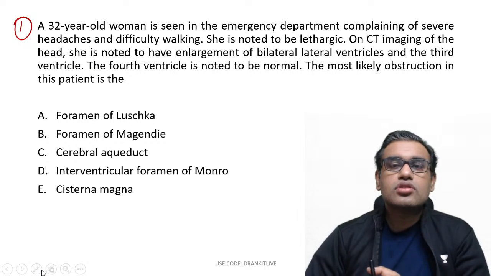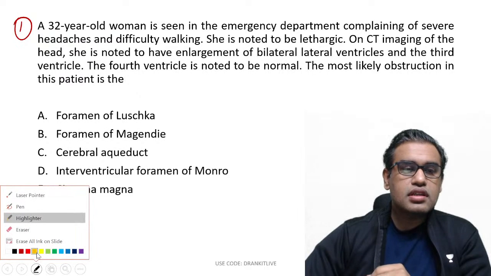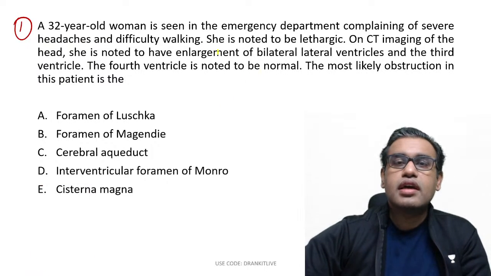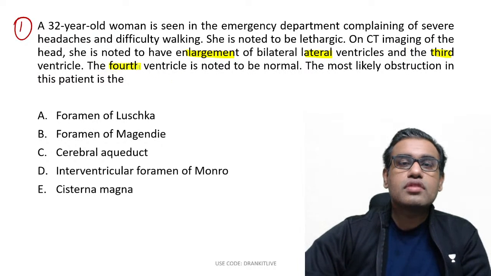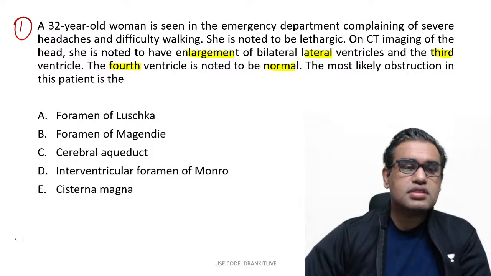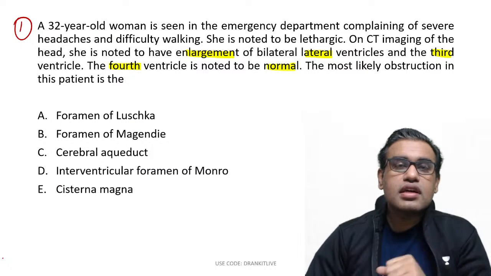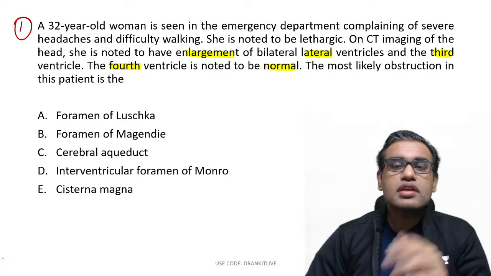Okay, so in this question, if I highlight the important points, then you have what? Enlargement of the lateral ventricles and the third ventricle, but the fourth ventricle is normal. That is enough. These are 3-4 key points in this particular question. Enlargement of lateral and third ventricle, fourth ventricle is normal. Where do you think is the obstruction?